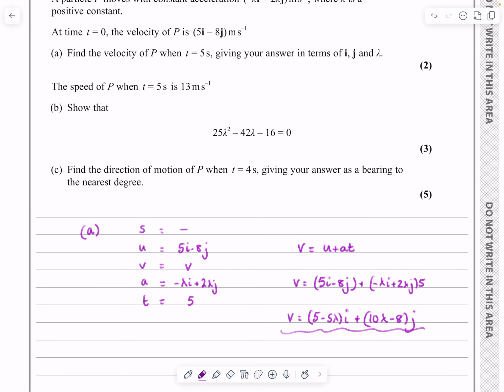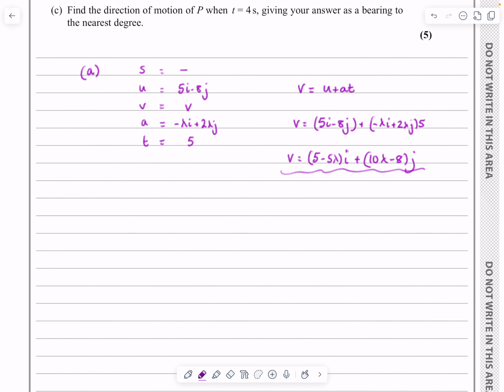It then says the speed when t equals 5 is 13. So the speed is the magnitude of the velocity. And if that's equal to 13, can we show that quadratic? Yeah, so I pretty much know what I'm going to be doing for that part. We would say speed, which is the magnitude of the velocity, is equal to 13.